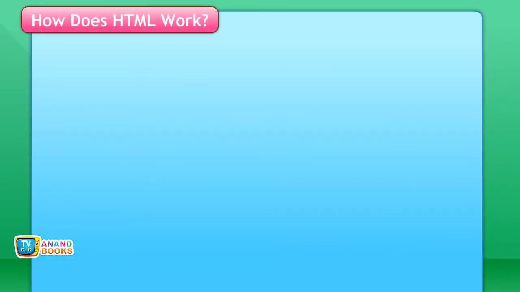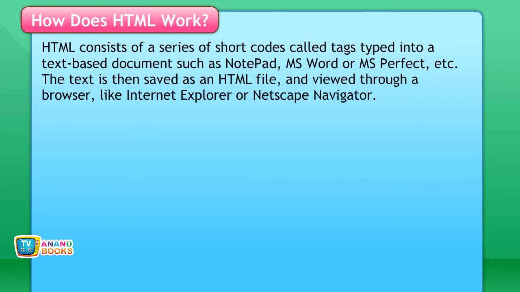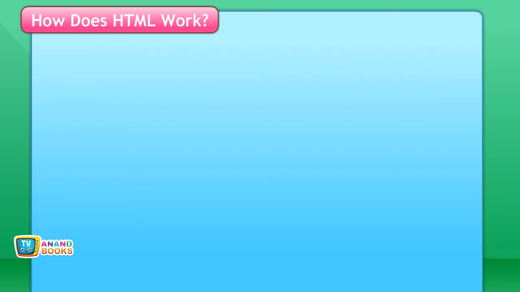How does HTML work? HTML consists of a series of short codes called tags typed into a text-based document such as Notepad, MS Word or MS Perfect, etc. The text is then saved as an HTML file and viewed through a browser like Internet Explorer or Netscape Navigator. Creating, saving and viewing an HTML document.